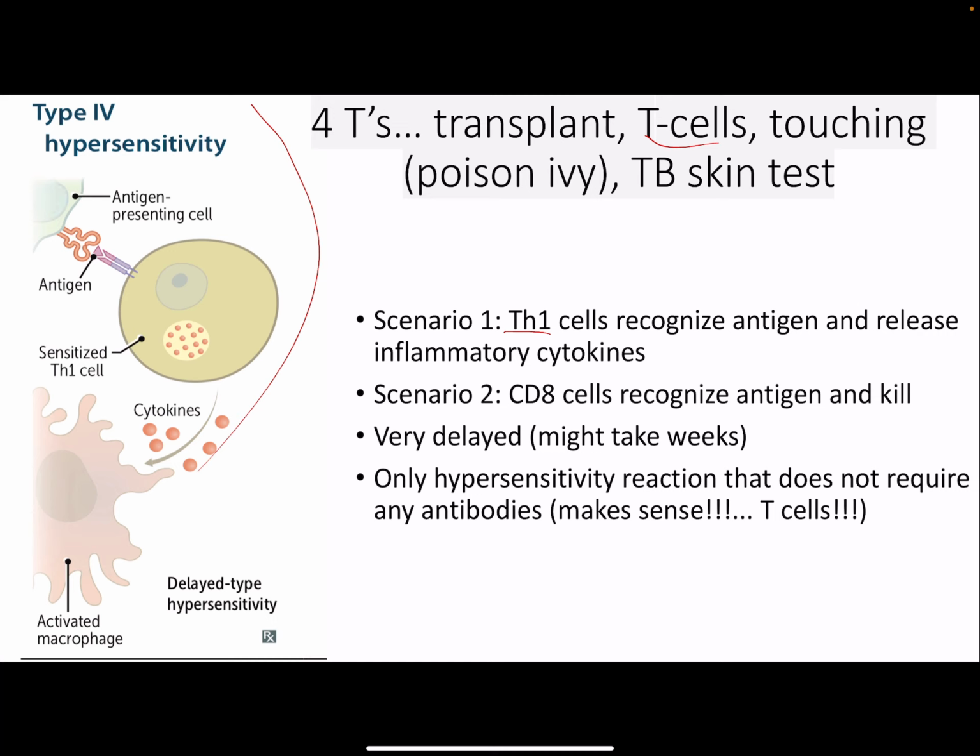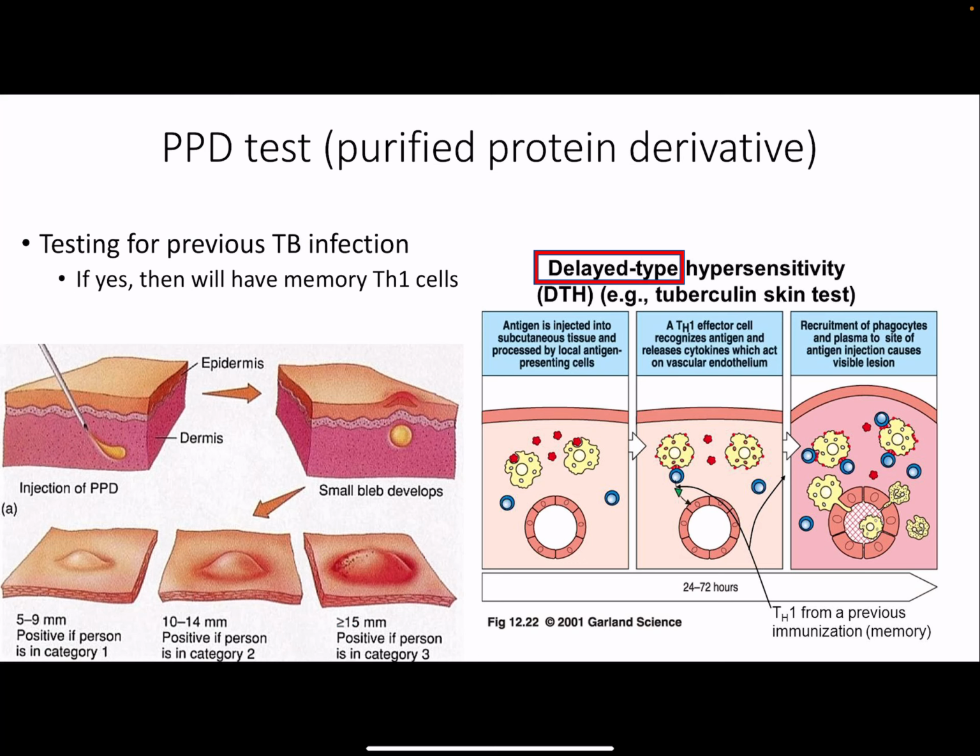On the other hand, rather than a CD4 Th1 cell, it could be a CD8 cell that inappropriately recognizes something, and then it just goes door to door, killing that particular thing. So obviously, both of these scenarios are T cell responses. They're both inappropriate, which is why it's a hypersensitive reaction. They're very delayed, and it's the only hypersensitivity reaction that doesn't require antibodies, which makes sense because this is a T cell response in particular, so we shouldn't have any antibodies.